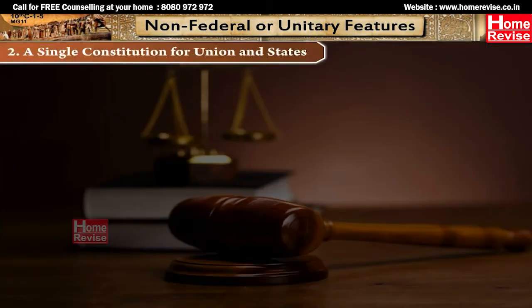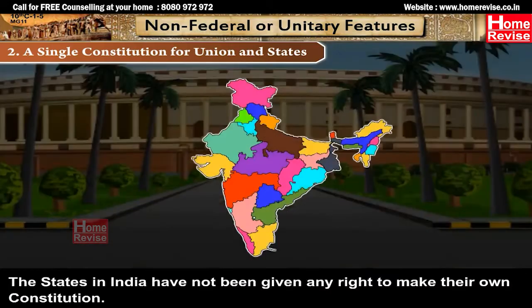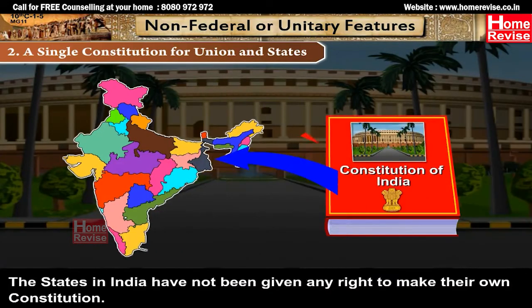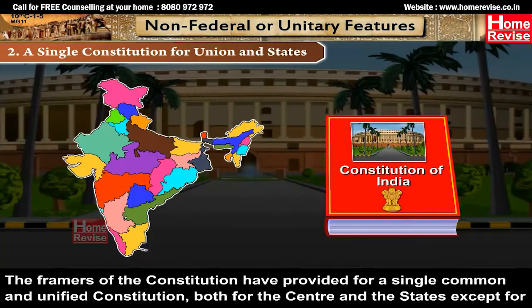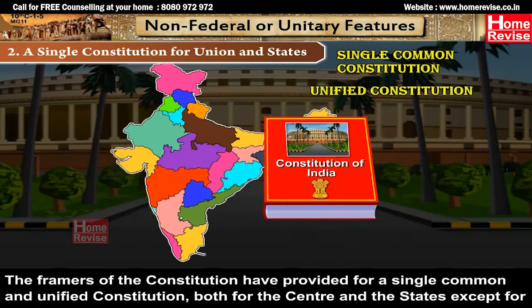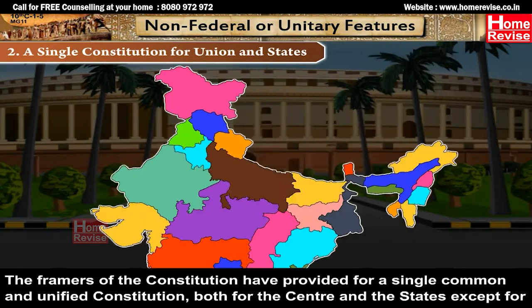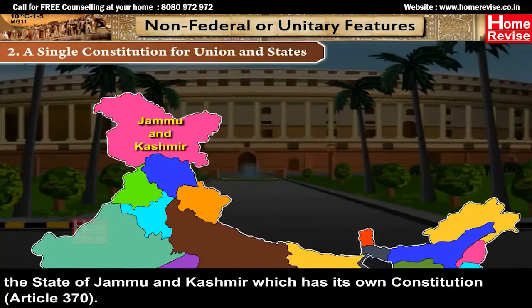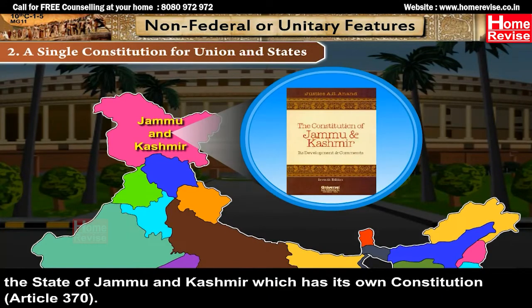2. A single constitution for union and states. The states in India have not been given any right to make their own constitution. The framers of the Constitution have provided for a single, common and unified constitution both for the centre and the states, except for the state of Jammu and Kashmir, which has its own constitution. Article 370.